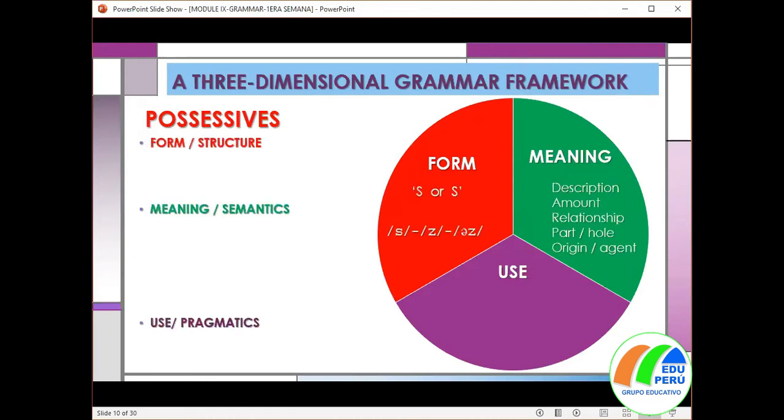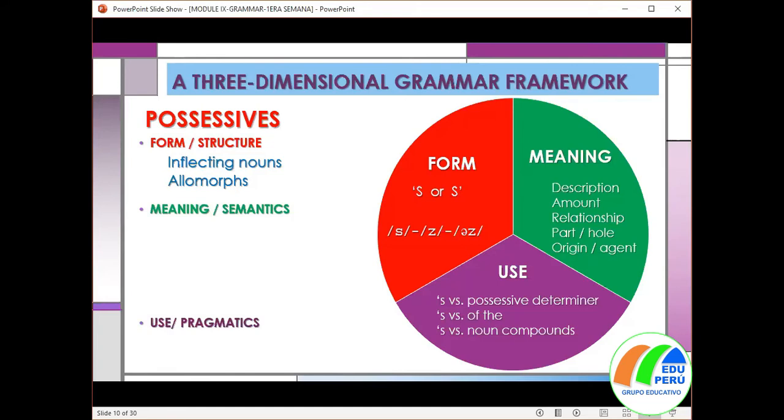Yeah, so here you have this. Notice here you have more meanings: description, amount, relationship, part and whole, origin and agent. So when we talk about the form and structure, we are talking about inflecting nouns or allomorphs.